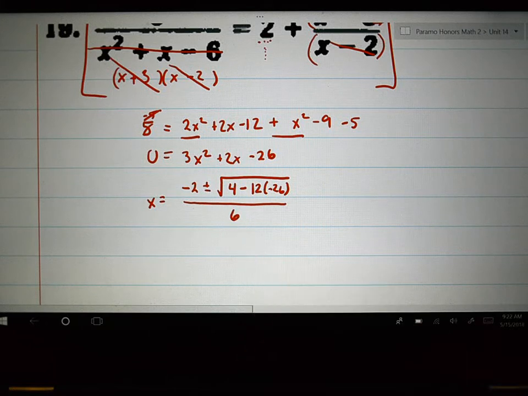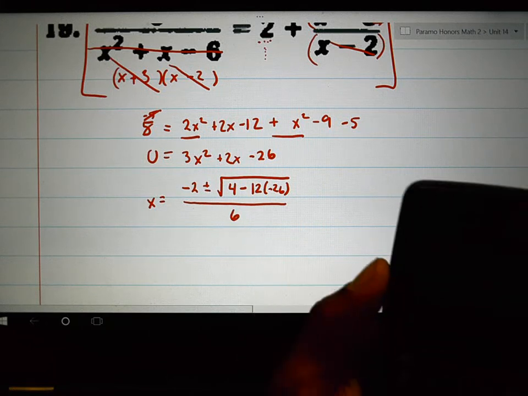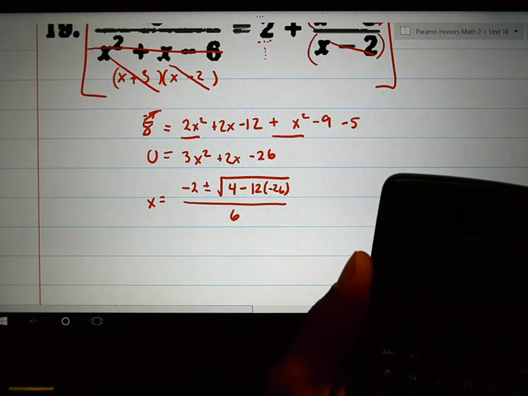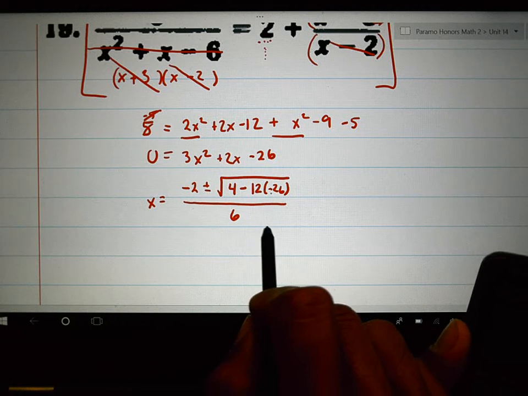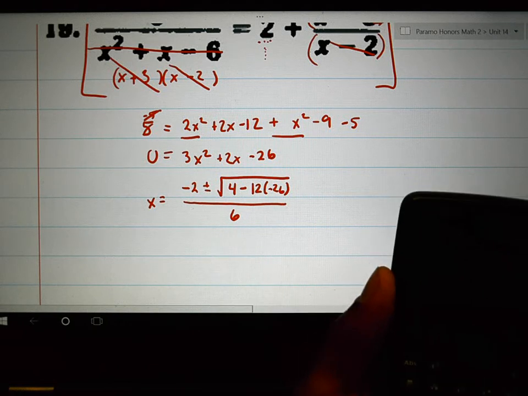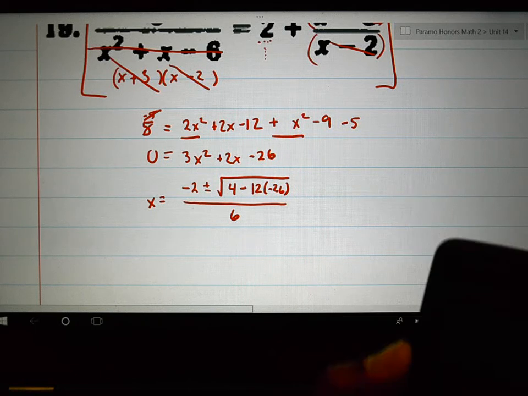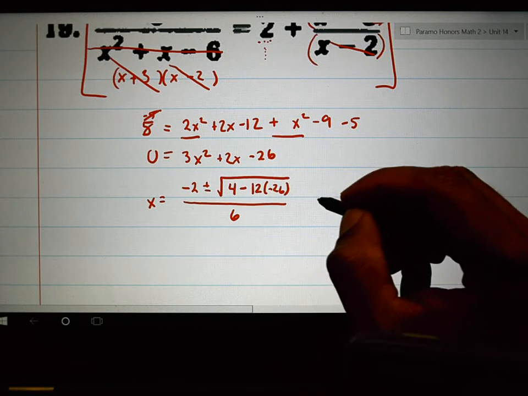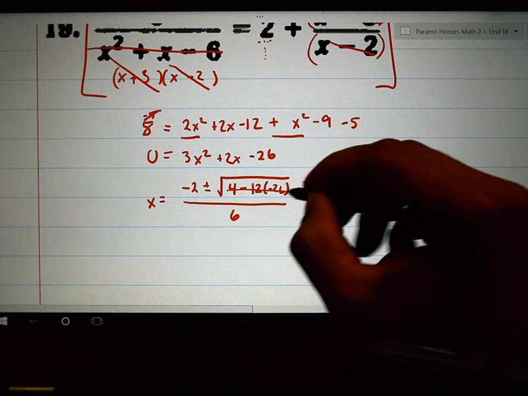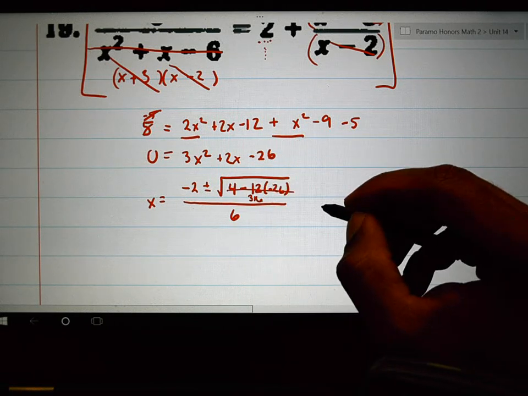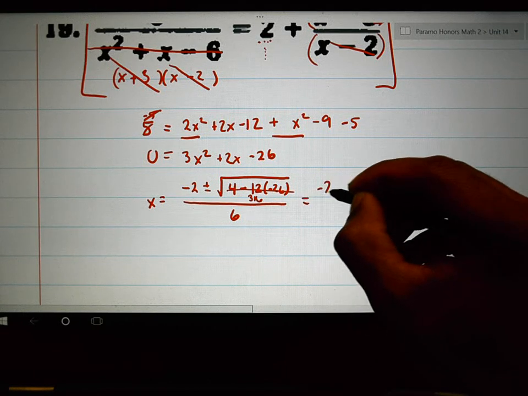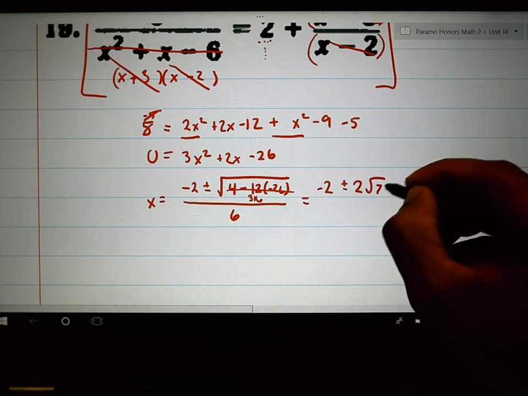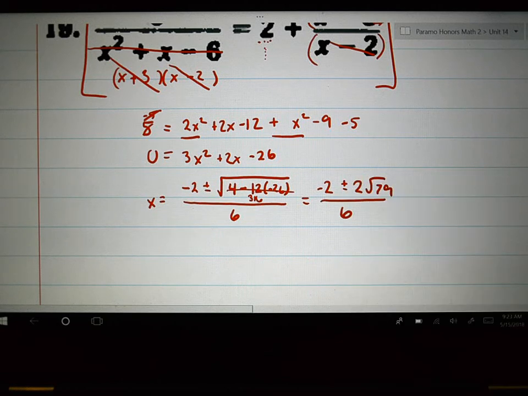So I'm going to do this on my calculator just because I don't know what 12 times 26 is. That's 312. Negative times a negative is a positive. 312 plus the 4 is 316. This is the square root of 316. I'm just going to put a little line that's 316. And the square root of that is 2 root 79. It looks like this equals negative 2 plus or minus 2 root 79 over 6, which reduces.